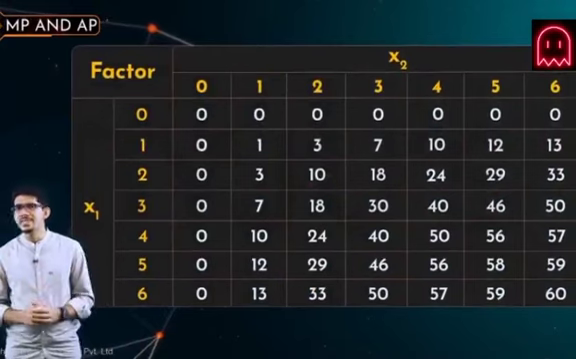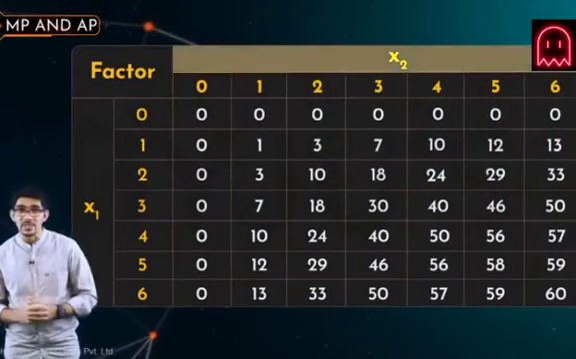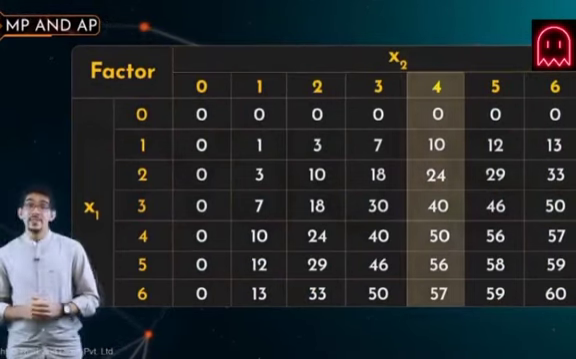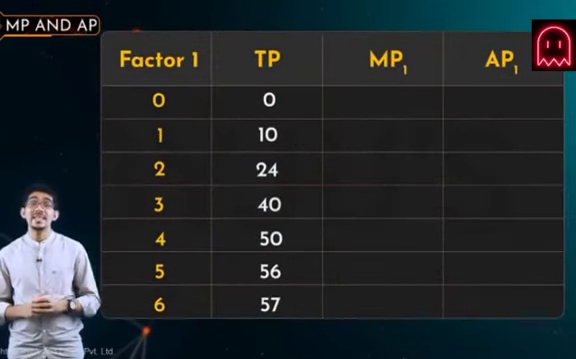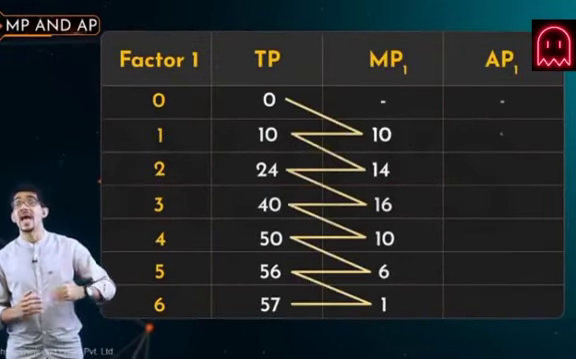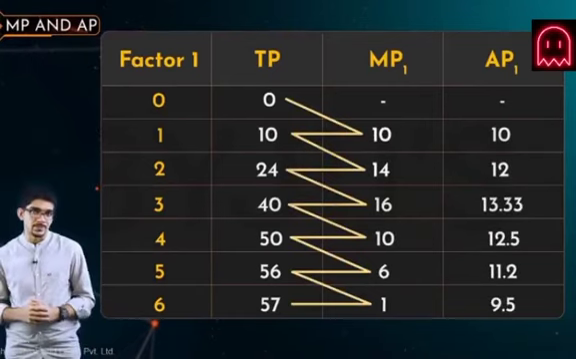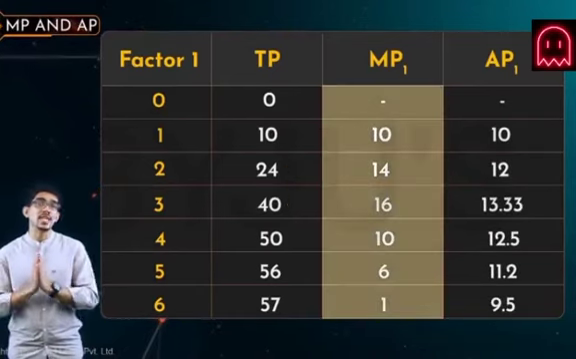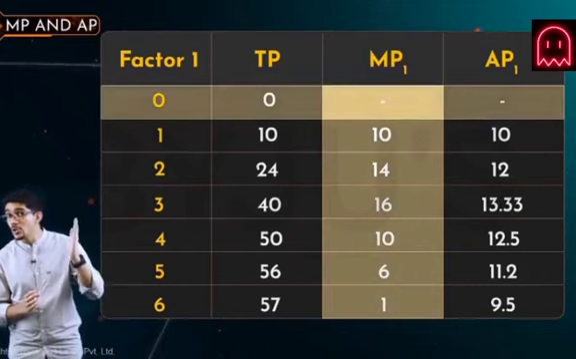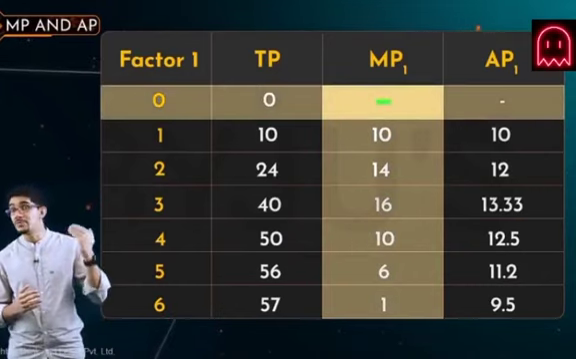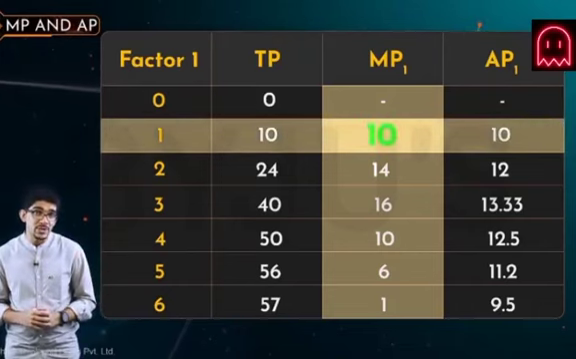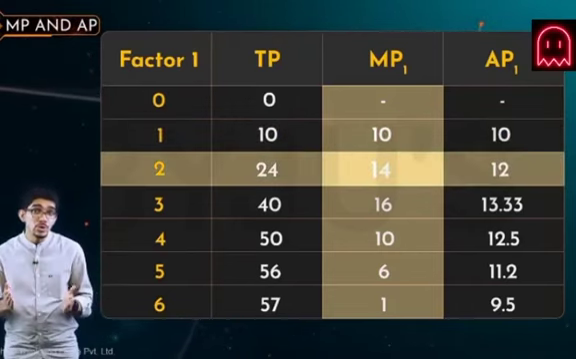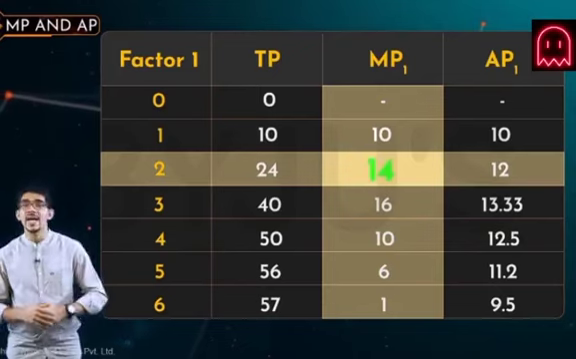process of production. In our main example table, if we keep factor 2 constant, say 4 units, we get a total product schedule. From the total product, we can then derive the marginal product and the average product of the factor 1. The third column of this new table shows that at 0 unit of factor 1, as we know, MP1 will be undefined. At x1 equal to 1, MP1 is 10 units of output. At x1 equal to 2, MP1 is 14 units of output, and so on.